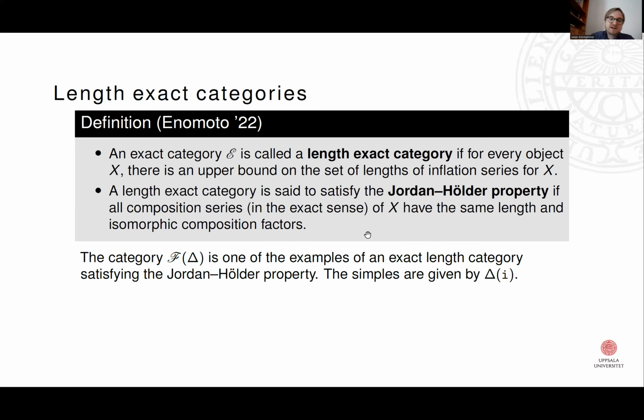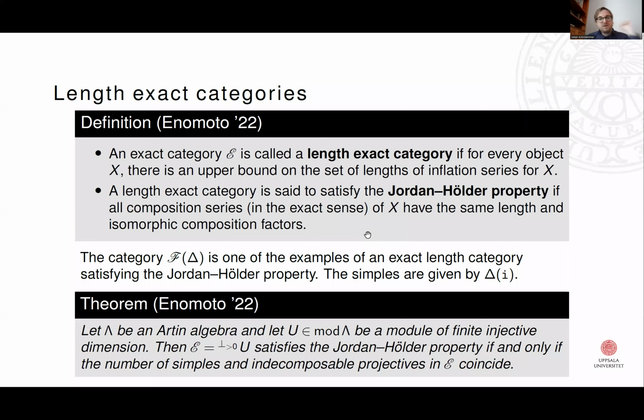And luckily, in the case of quasi-hereditary algebras, the category of delta-filtered modules is one exact length category which satisfies the Jordan-Hölder property. That has been known for a long time. And the simples are precisely the delta i.